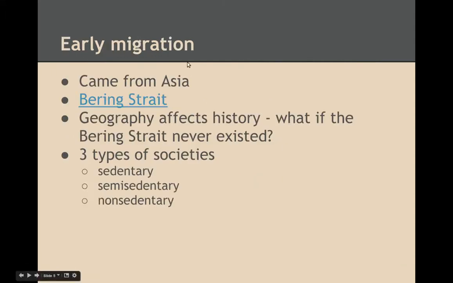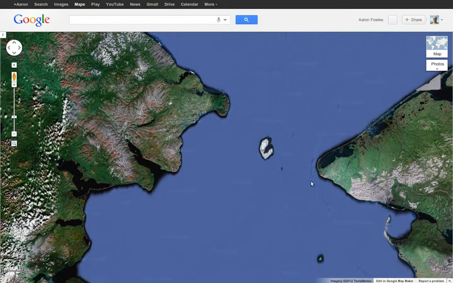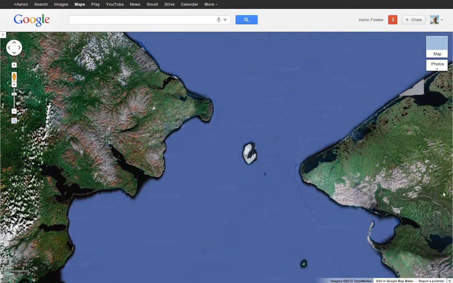Alright, so if we talk about early migration of this continent, you first have to think about where humanity developed, and that was in the Fertile Crescent, or the intersection of the Tigris and the Euphrates, and early humanity blossomed from there. But it came here from the Bering Strait, and I'm clicking on this link so we can see this here. And this is the Bering Strait, and I want you to think for a minute if you know where this might be on a larger map.